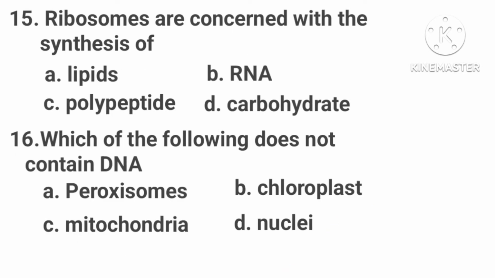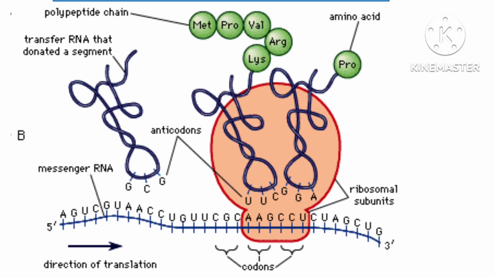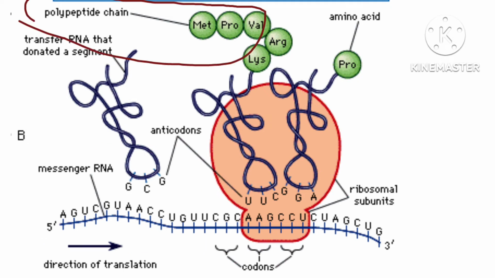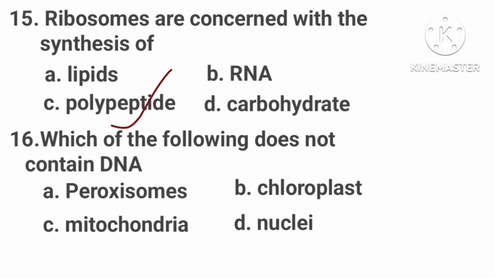Next, ribosomes are concerned with the synthesis of option A lipids, option B RNA, option C polypeptide, option D carbohydrate. Here the ribosome is composed of two subunits. The smaller subunit decodes mRNA and the large subunit catalyzes polypeptide formation. So the correct answer is option C polypeptide.